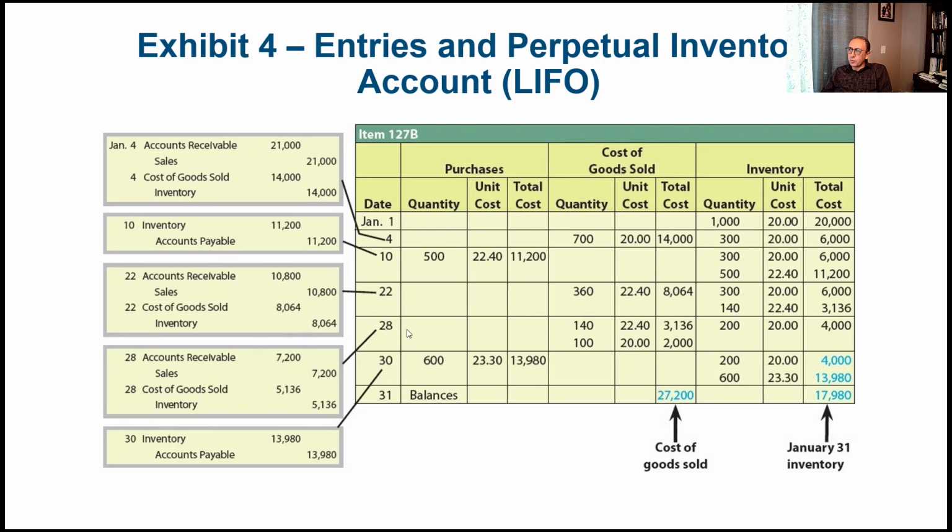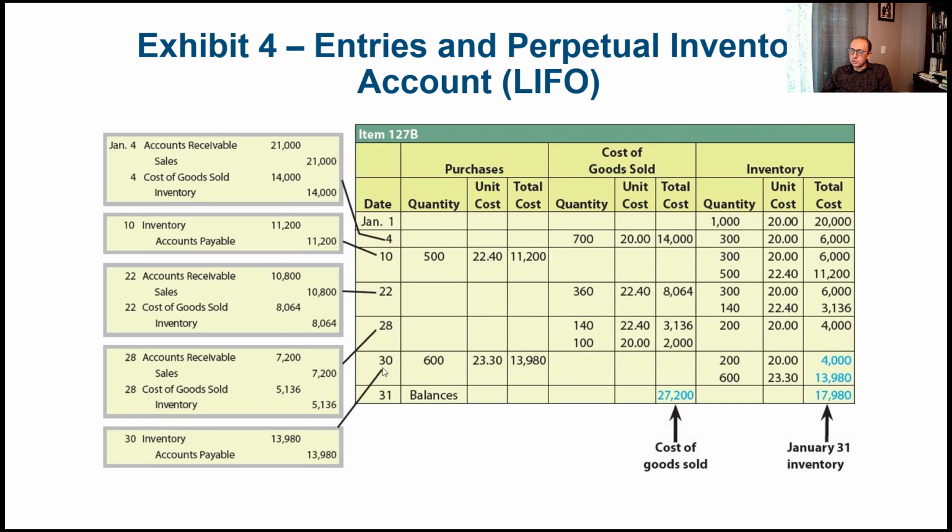On the 28th, we sold another 240 units. Again, remember, last in, first out. Our balance now is 300 and 140, but we have to start from the bottom. The 140 is not enough, so we take the entire 140 at 22.40, and then out of the 300, we take 100, and that would leave us with 200 remaining from the original cost, which is 20. So 140 at 22.40 and 100 at 20, that's our cost of goods sold. And our inventory would be 200 for a total of 4,000.